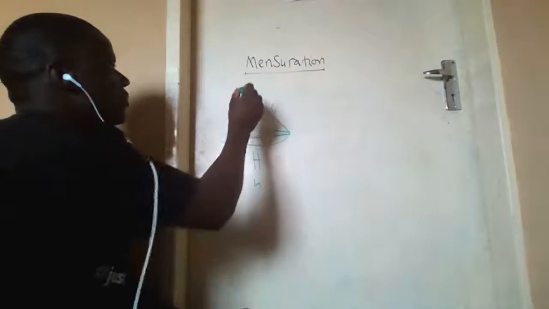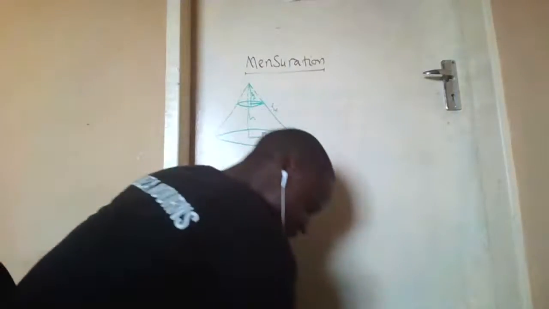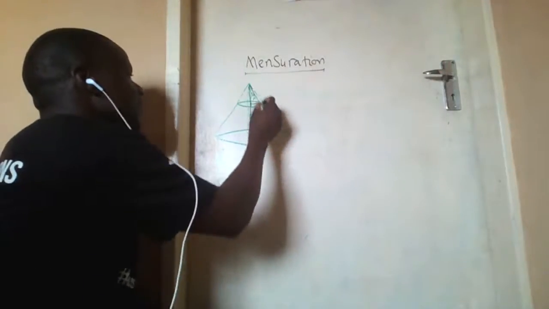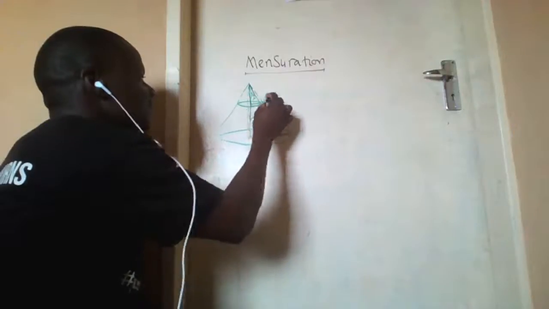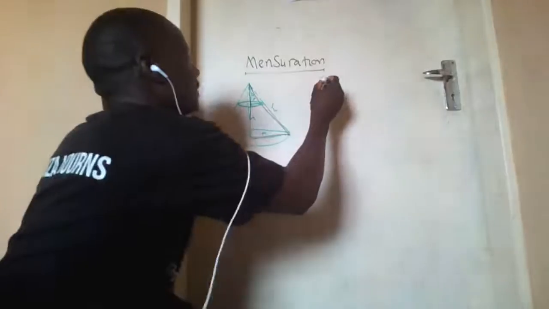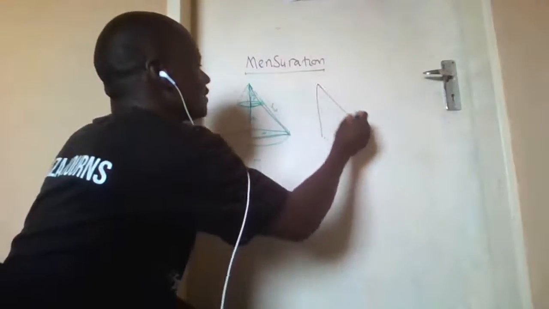Now, this is the cone that we have, this is a detailed structure of a cone. If you allow me to remove this part, just that part, if you remove that part, we'll end up having something like that.